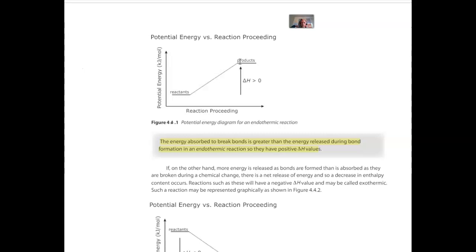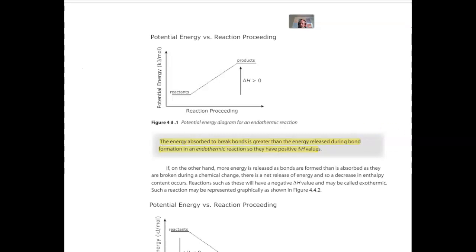It's endothermic. And the reason why that would be, as we saw a bit ago in a combustion reaction, or this is opposite to that, is that it must be that it takes more energy to break the bonds for the reactants than the amount of energy that was released by the products. And that's what it says down here: the energy absorbed to break bonds is greater than the energy released during bond formation in an endothermic reaction. So they have positive delta H values.